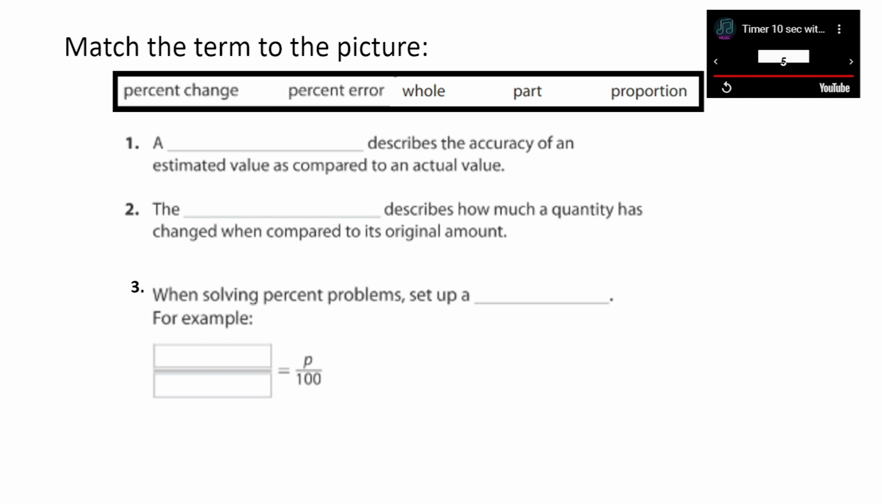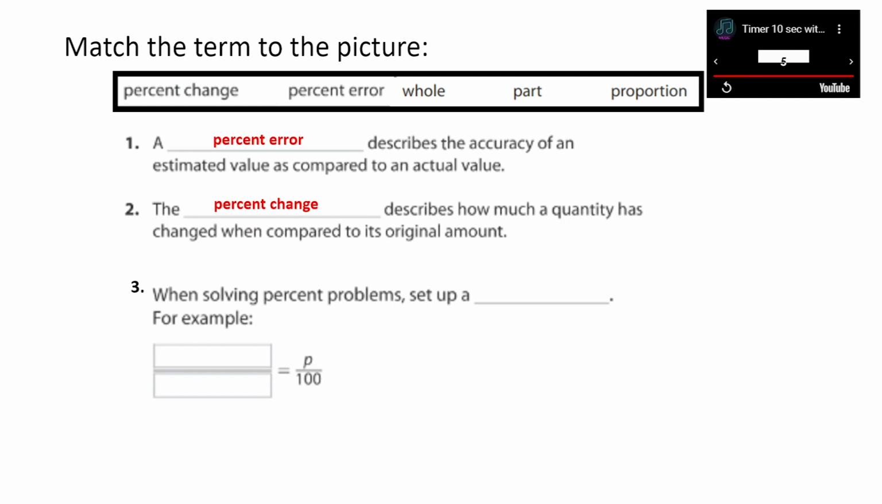Here we have basically the definition of percent error for the first one. A percent error describes the accuracy of an estimated value as compared to an actual value. We'll take a look at percent error later on in this video. The next one, the percent change, describes how much a quantity has changed when compared to its original amount. So we think of examples such as markdowns. Percent change could be markups, like a sales tax. And again, we will visit this at the end of the video.